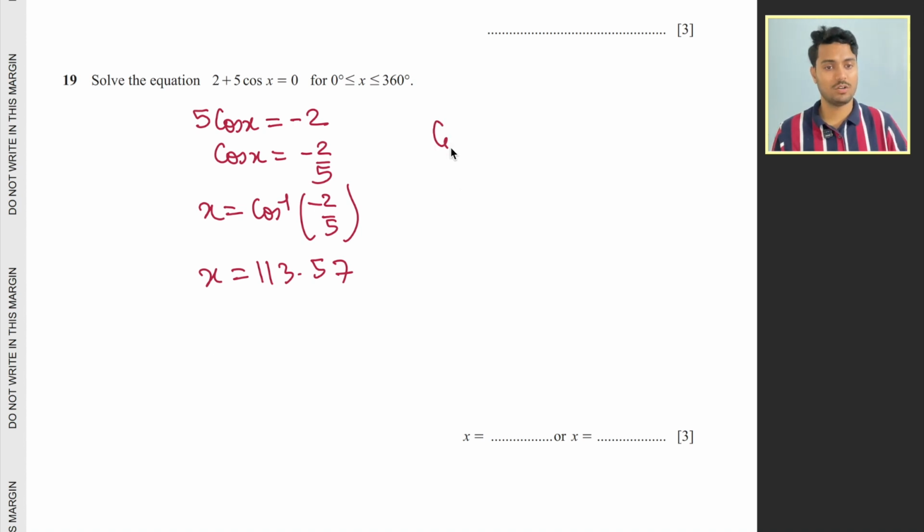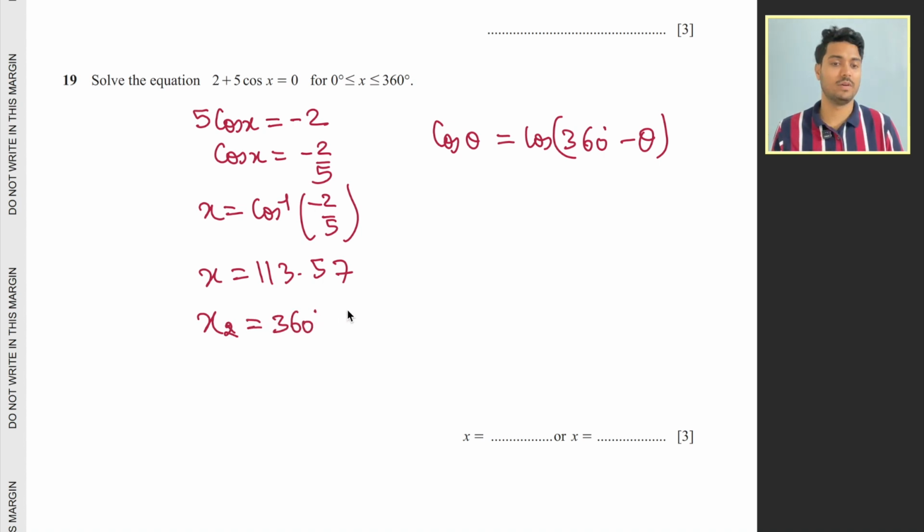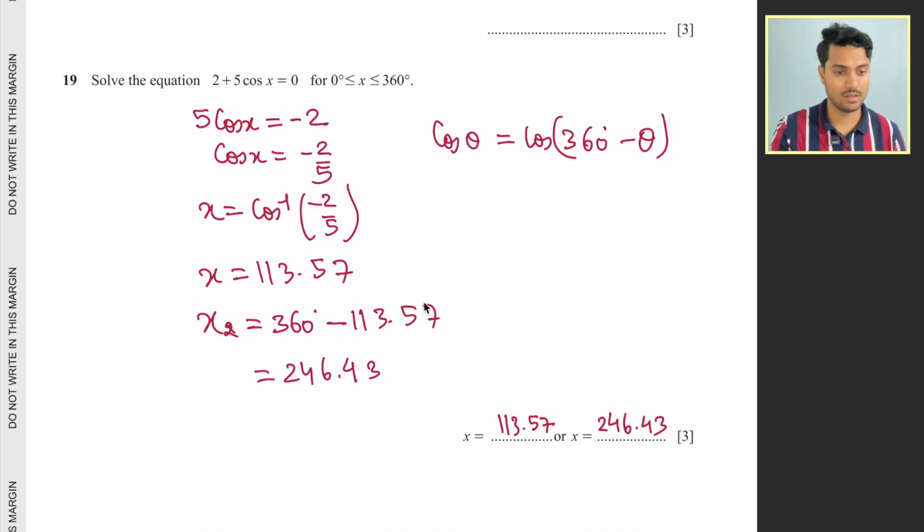So the conversion formula: cos theta is cos 360 degree minus theta. That means we have to do 360 minus this. So another value of x is going to be 360 minus 113.57. So 360 minus answer, and I am getting 246.43. So we can write down 113.57 and 246.43 as the final answer.